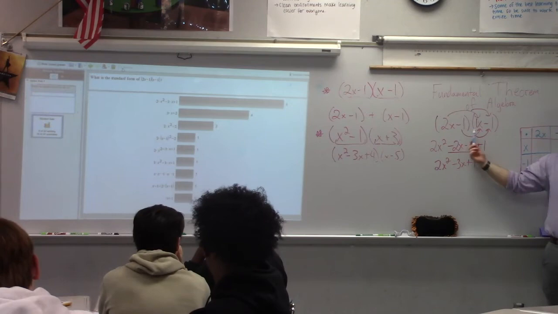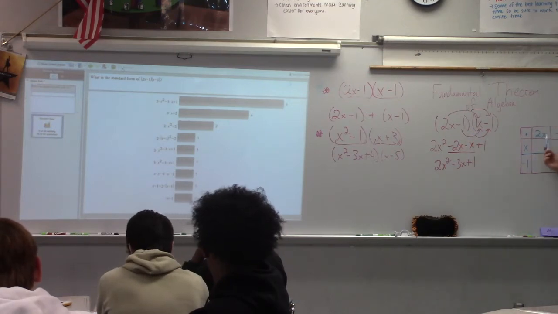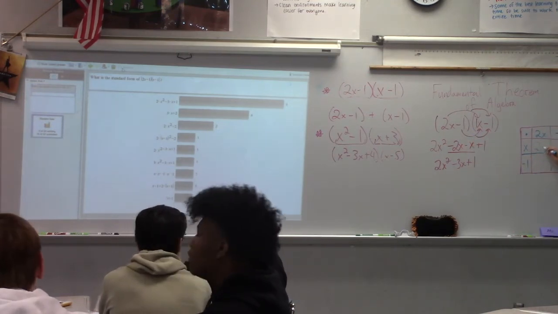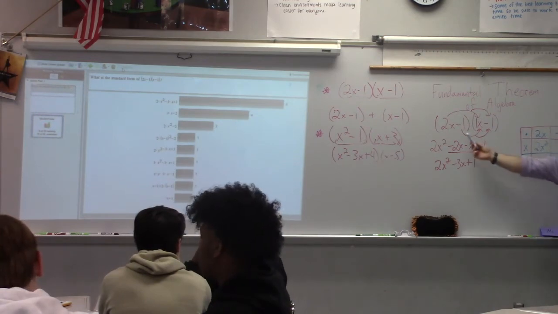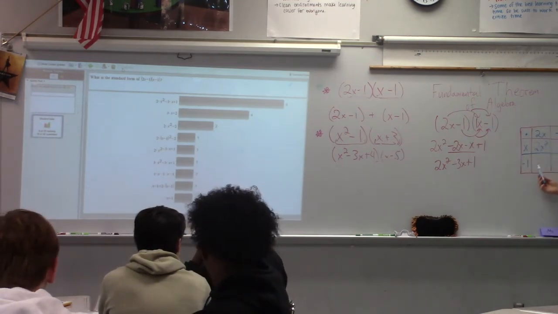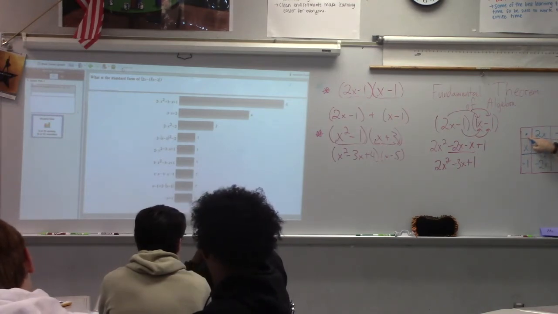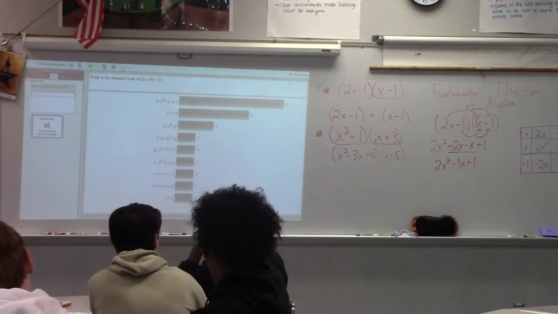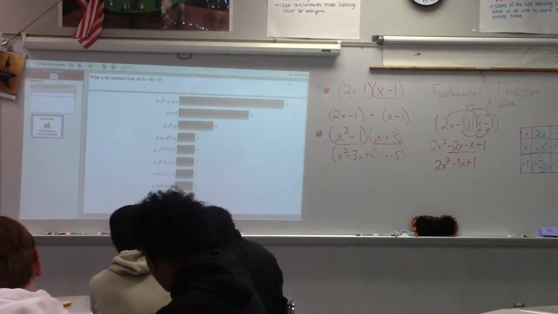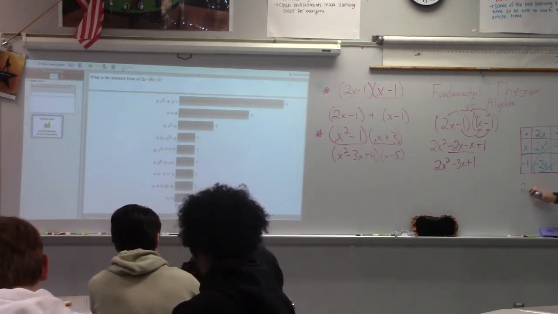Wasn't our first step here just 2x times x? What's 2x times x? And then we did 2x times negative 1. What's 2x times negative 1? And remember, the operation that we're using is here to show what we're doing between these terms. And then negative 1 times x is negative x. Negative 1 times negative 1 is positive 1. I like to circle my like terms like this and show them added together off to the side, but then we get 2x squared minus 3x plus 1.